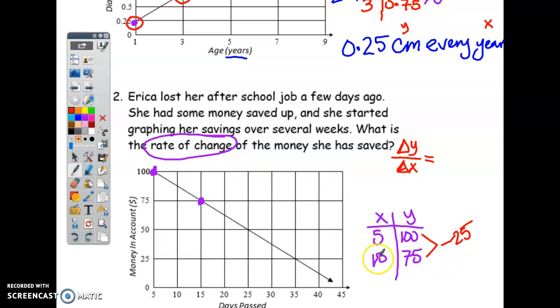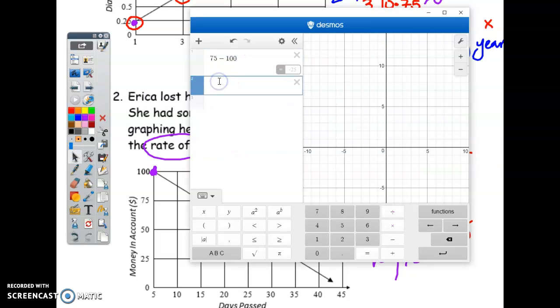Then from 5 to 15, how much is that? 10. Okay? 15 minus 5 in decimals is 10. So I'm going to do negative 25 on top, and 10 on bottom. And then you divide. Okay, so we're going to divide negative 25 by 10. And that gives me a negative 2.5.